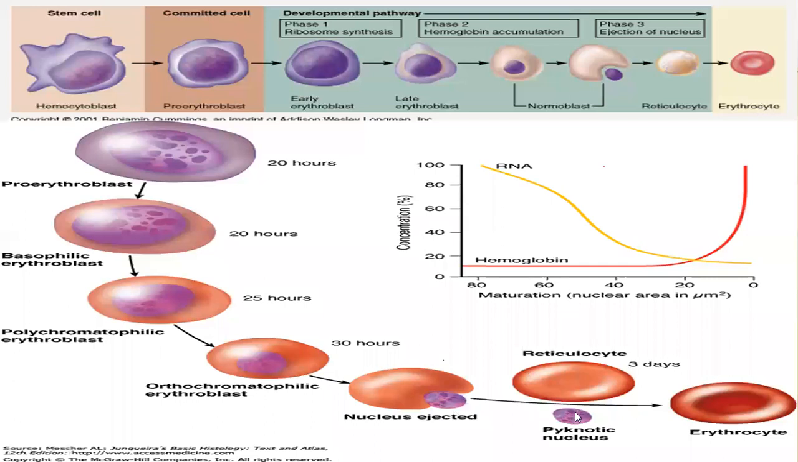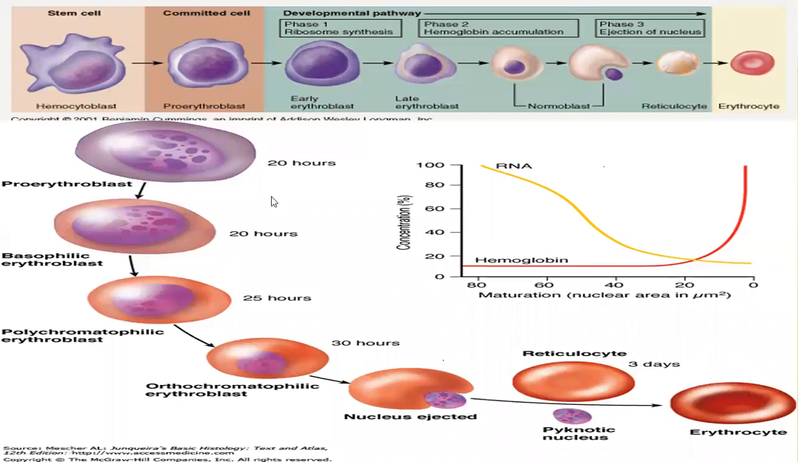So you can appreciate here the pyknotic nucleus. A pyknotic nucleus simply means a condensed nucleus. So this condensed nucleus will be removed from reticulocytes, and then you have these reticulocytes that can take 3 days for it to be introduced into circulation. So it will take about 1 to 3 days then to become a mature red blood cell.